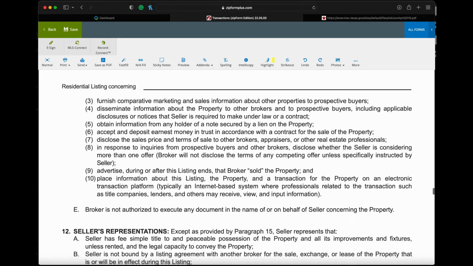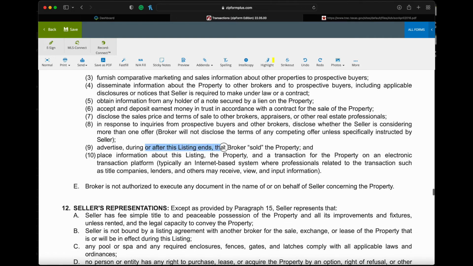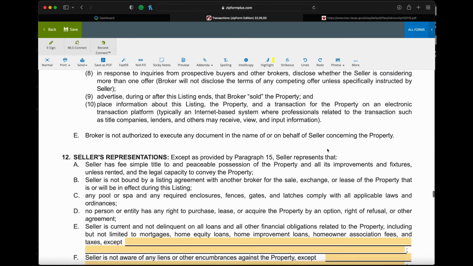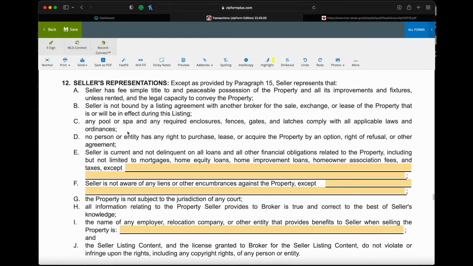All of this is self-explanatory. It gives you the authority of what you're going to do. And if it gives you authority, you can advertise a property as sold once you sell it. This is self-explanatory. Now, this is the seller's obligations, really, and their disclosures in a way.